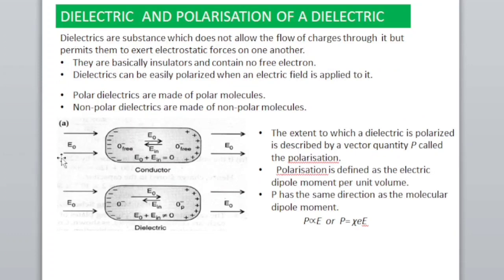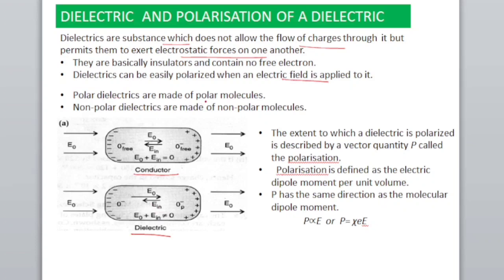Next is dielectrics and polarization of a dielectric. Now, what is a dielectric? A dielectric is a substance which does not allow the flow of charge through it, but it permits them to exert electrostatic force on one another. Now, what happens when a dielectric is placed in a uniform electric field, and a conductor is placed in a uniform electric field? This diagram is for conductor, this diagram is for dielectric. Inside a dielectric, there are no free charges. It is like an insulator. They can be easily polarized when electric field is applied. Charges are separated when electric field is applied across this dielectric.